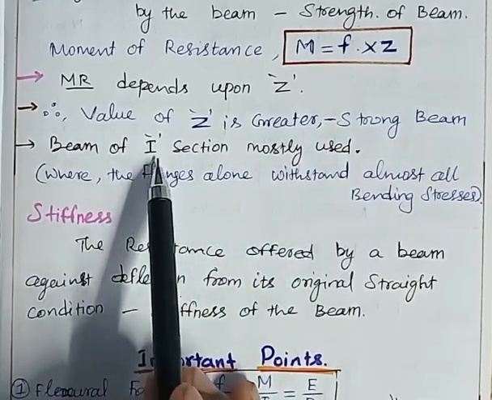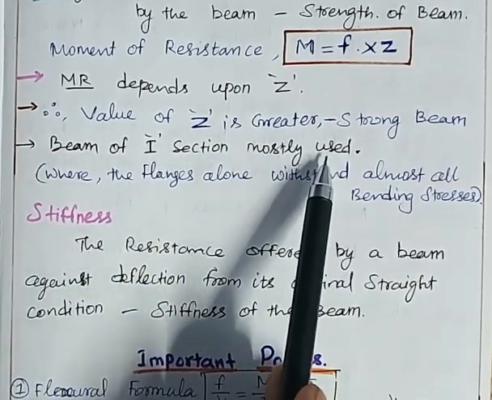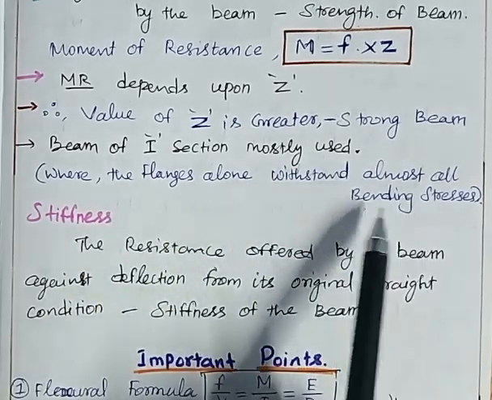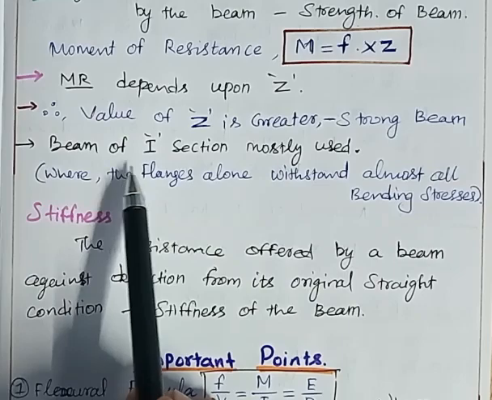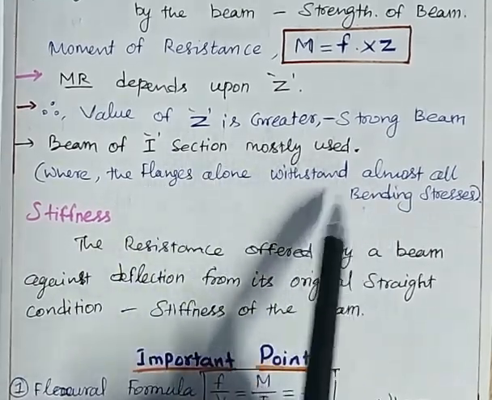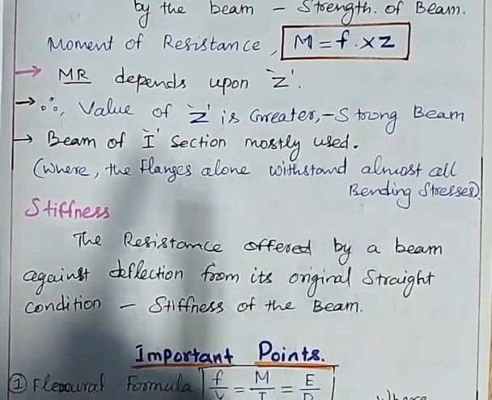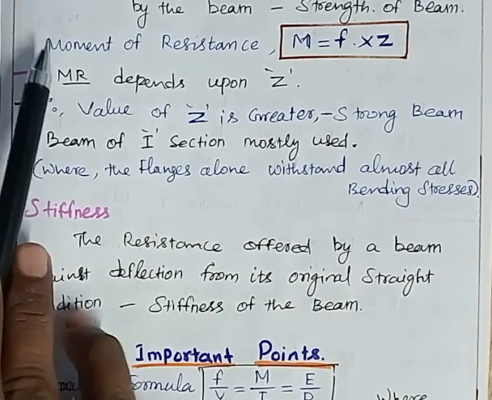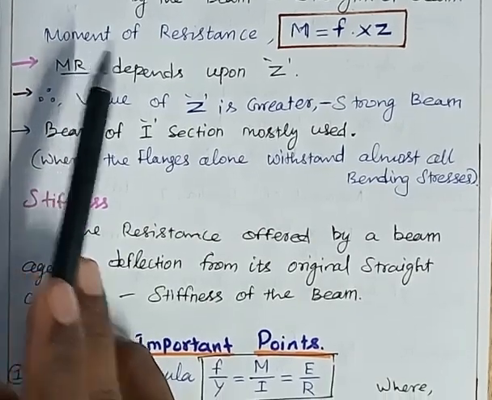Beams of I section are mostly used in rails because the flanges alone withstand almost all the bending stresses. So the beam of I section is mostly used for rail sections for withstanding the highest stresses. That's why section modulus is very important for considering the strength of the beam.